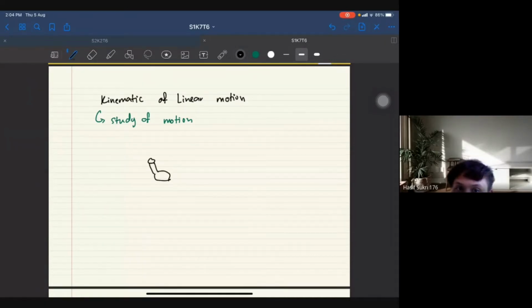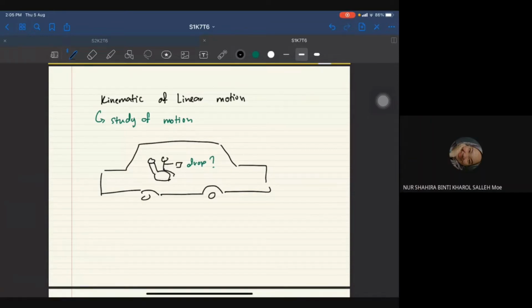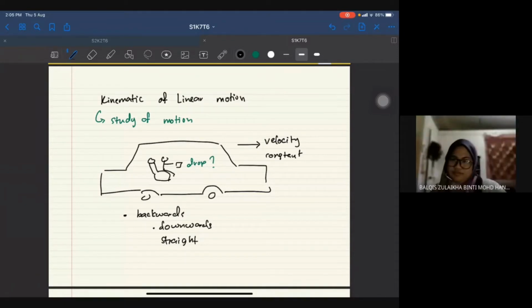Okay, now you are holding the phone and then you are dropping the phone. Some said it falls forward, backwards. Downwards, sir. Downward straight? Yes. So the velocity is constant. I heard some say backwards, some say downwards straight. Did anyone say forward? No. So I have backwards or downwards.